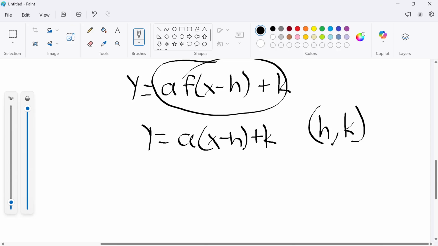If a is bigger than 1, it's a vertical stretch. It makes it longer vertically. If a is less than 1, it's a vertical compression. It makes it kind of spread out. It's a horizontal stretch or a vertical compression.